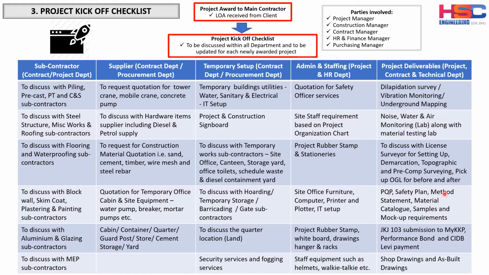So sometimes the technical department also plays the role of a project management office. And then the JKJ 103 submission is normally done by the safety officer, but the project manager has to discuss with all parties who will be responsible to submit this. And to highlight the performance bonds and the CIDB levy payment, what is the amount, during this meeting, it is better to highlight. This is the responsibility of the contract manager and the project manager to make sure of this.